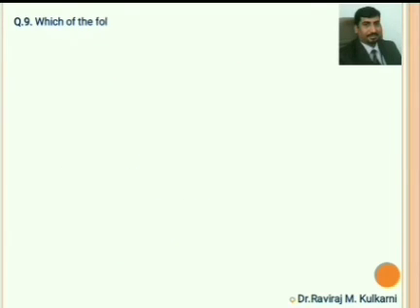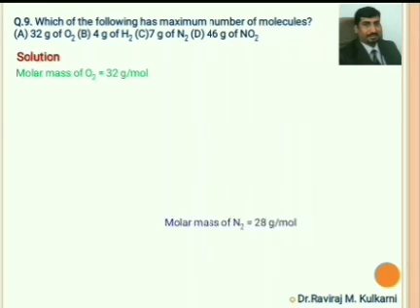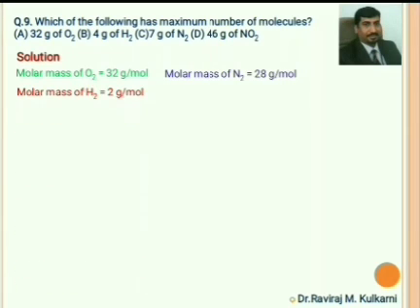Let's solve one more numerical. Which of the following has the maximum number of molecules? A, 32 gram of oxygen, B, 4 gram of hydrogen, C, 7 gram of nitrogen, and D, 46 gram of NO2. So solution: molar mass of oxygen is 32 gram, molar mass of nitrogen is 28 grams. We know all these things. Molar mass of hydrogen is 2 gram, molar mass of nitrogen dioxide is 46 gram per mole.